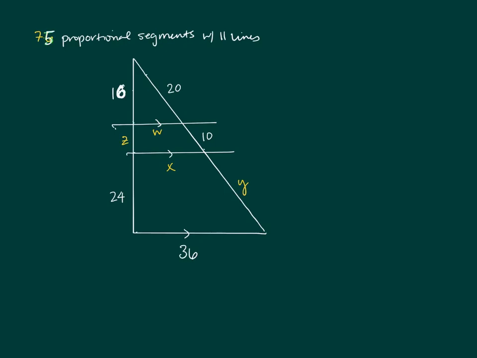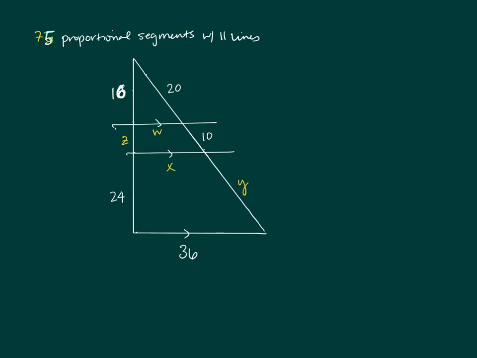Today we're going to talk a little bit about 7.5 proportional segments with parallel lines, just to give you an idea how it works. And basically, anytime you have a set of parallel lines, it could be one, it could be multiple sets, which are parallel to the base of your triangle, it creates a whole series of similar triangles.